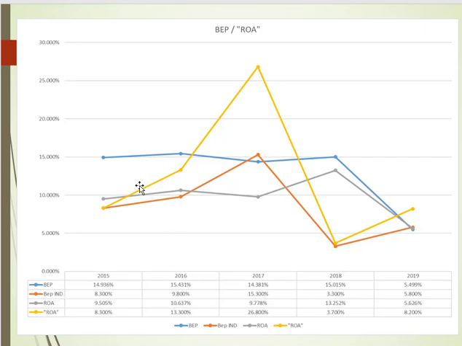Return on assets, again, the company is the gray, and ROA for the industry is the yellow. Again, not sure what's happened in the middle here, but you can see return on assets in general is higher for the industry with the exception of one year.